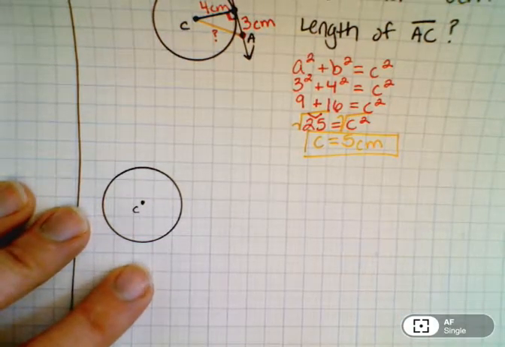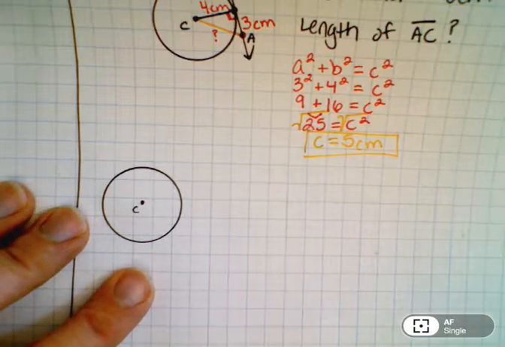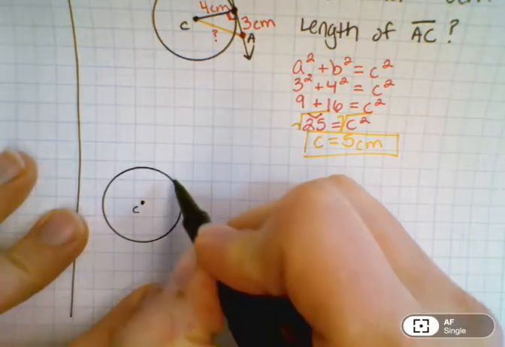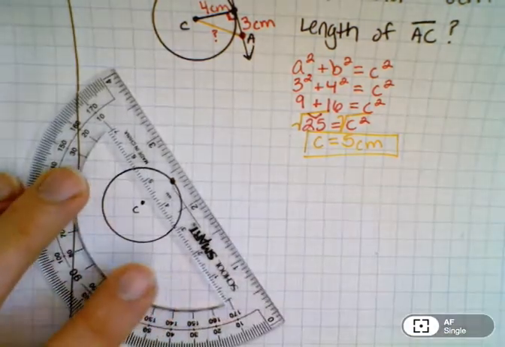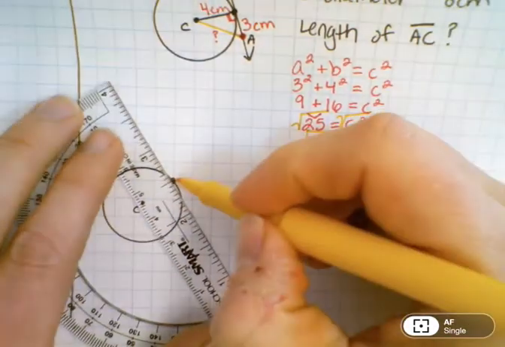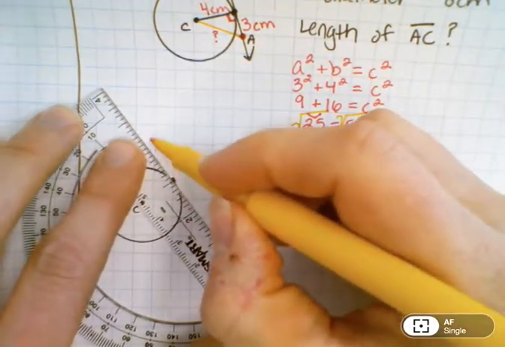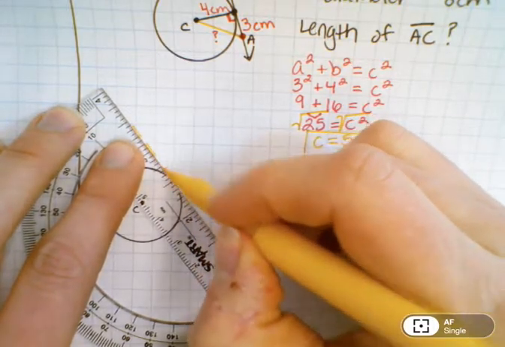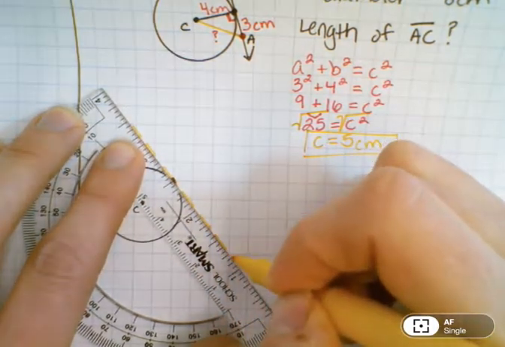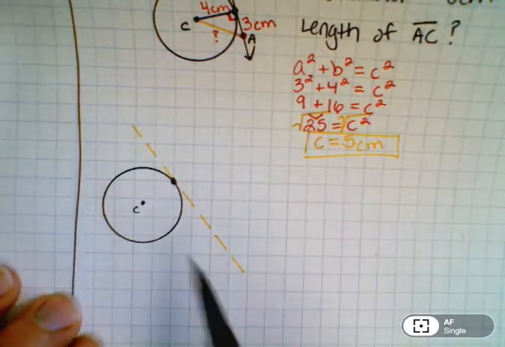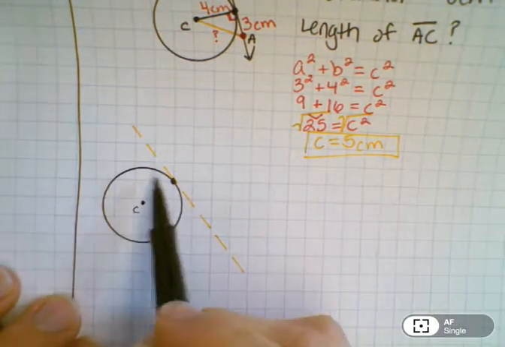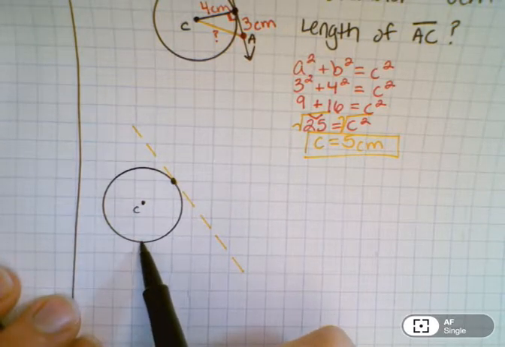You're going to create two tangents anywhere on the circle. So I'm going to do a point of tangency there, and I'm going to use my yellow marker to do this lightly, and I'm going to draw a tangent line like so. And then I'm going to pick a point of tangency somewhere else along the circle. So I'll put it here.